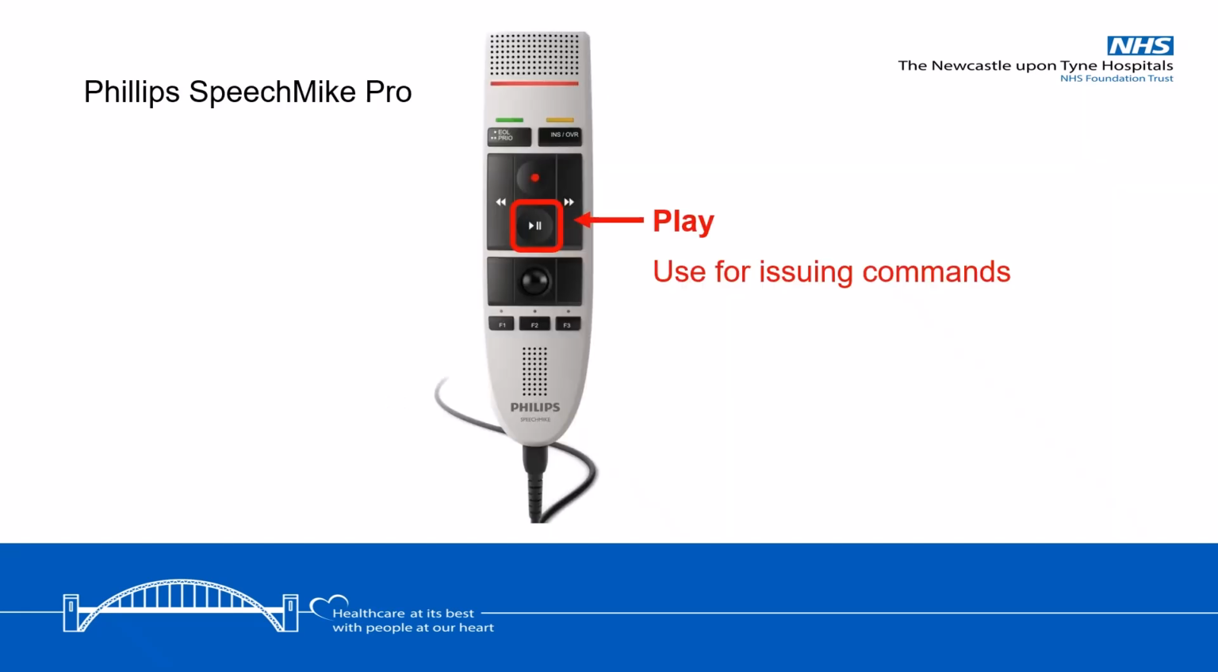You will use the play button on your microphone to correct dictation errors and to insert AutoText, as these are their voice commands. Use of the play button lets the software know that it is listening for a command and not to render the spoken word as text.